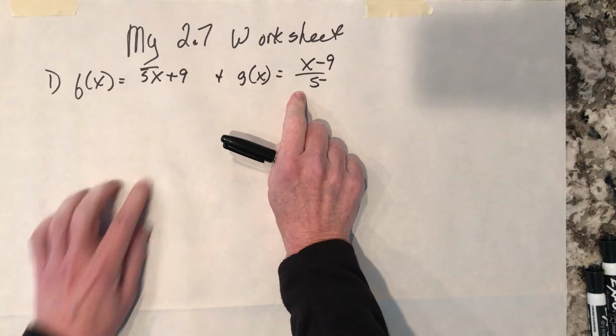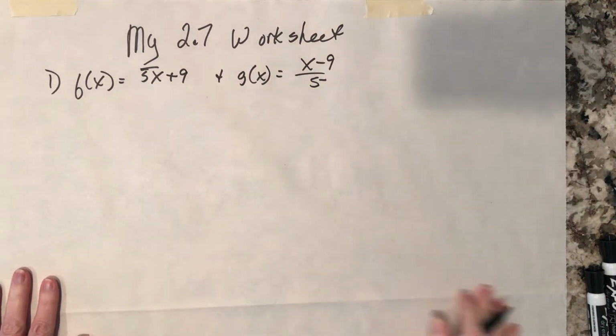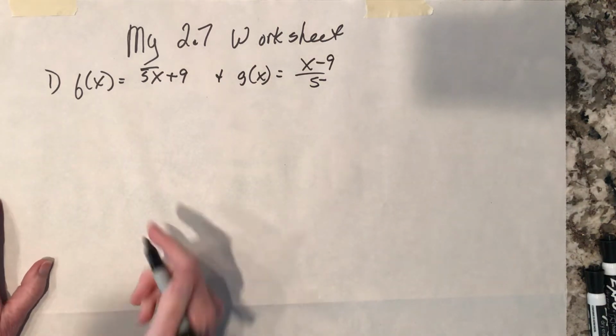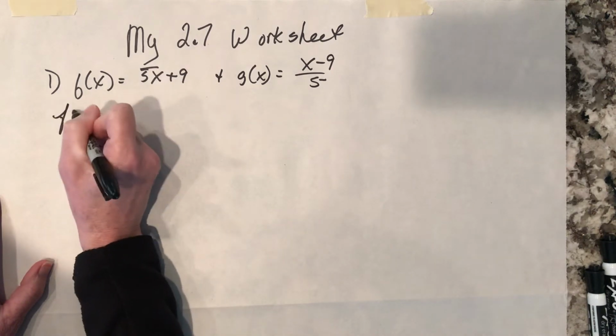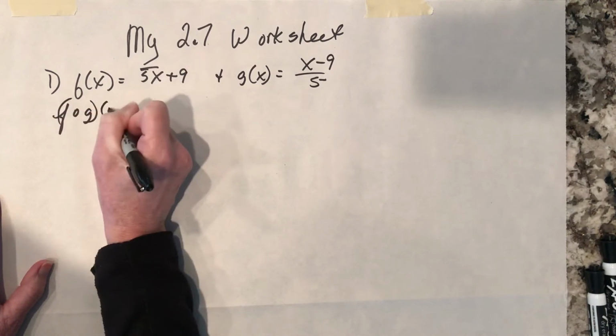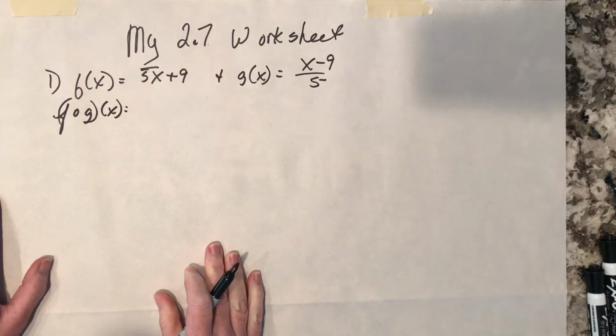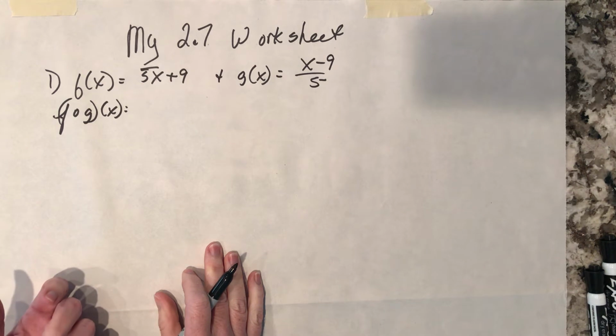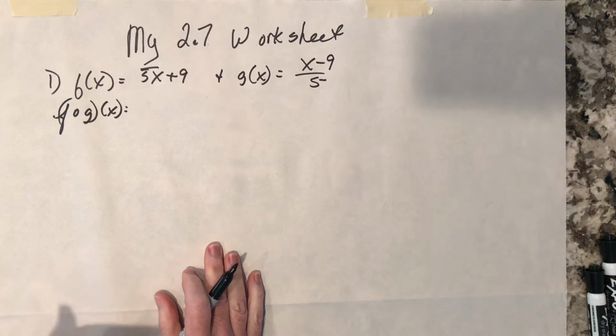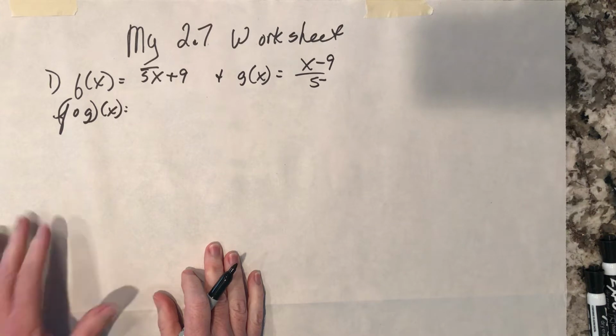Let me show you two ways of proving it to yourself. One way that you can do is to do f composed of g of x and see if you get x. Then do the inverse of that, g composed of f of x, and see if you also get x. If you get x for both of them, they are inverses.